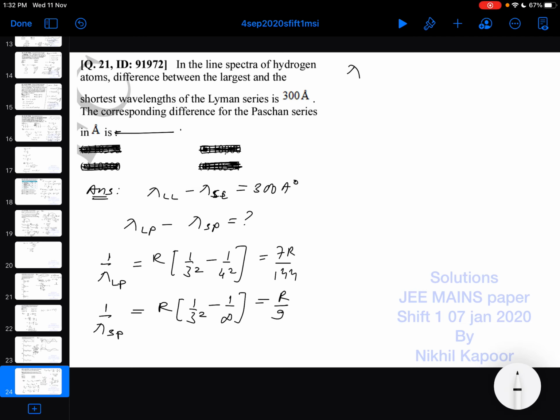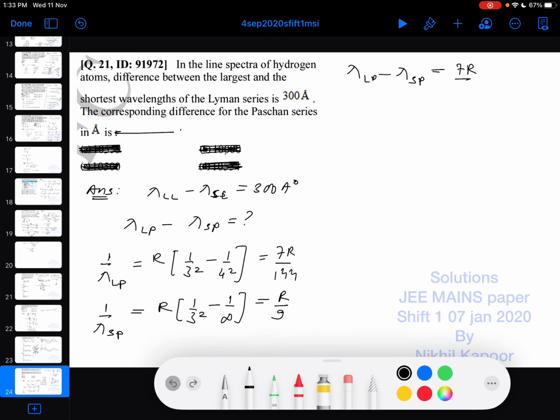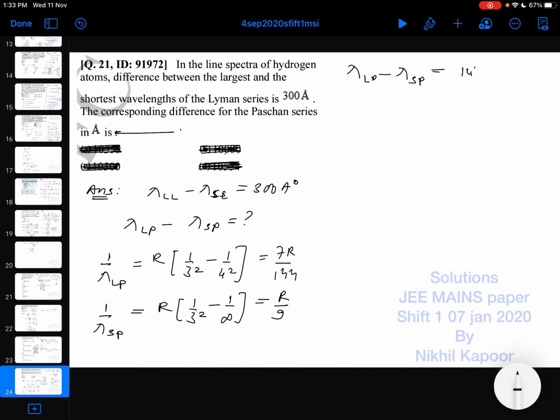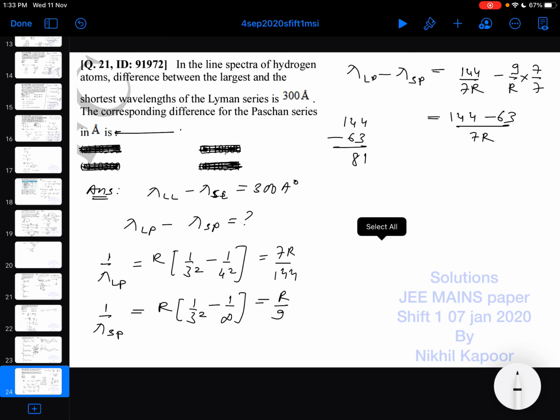Now, the difference between the longest wavelength of Paschen and the shortest wavelength of Paschen would be equal to, for 7R upon 144, I need to take the reciprocal of this. So it will be 144 upon 7R minus 9 upon R. Multiply and divide by 7. So that comes out to be 144 minus 63 upon 7R. Now 144 minus 63, 4 minus 3 will be 1, and 14 minus 6 will be 8. So that comes out to be 81 upon 7R.